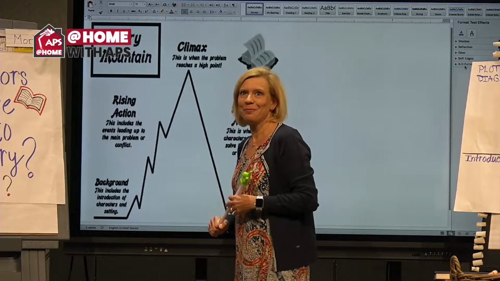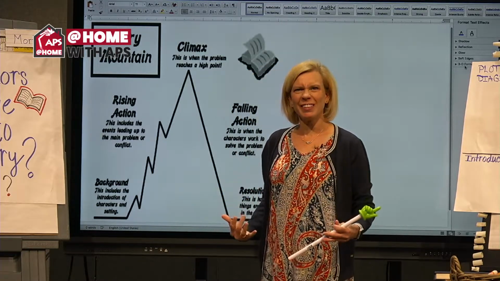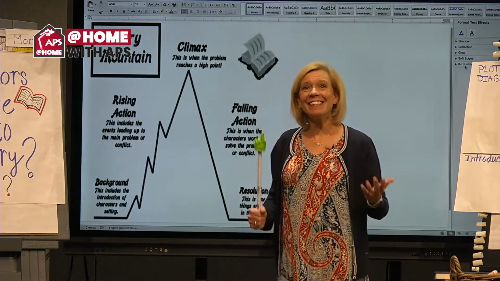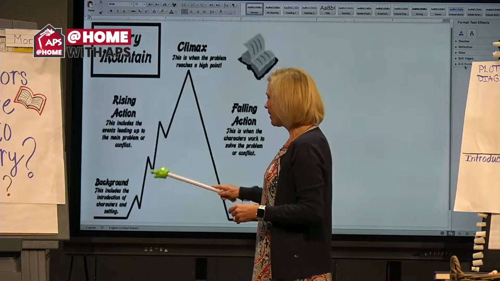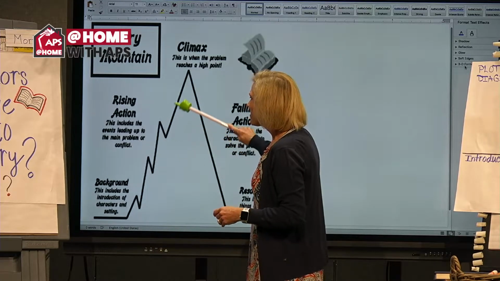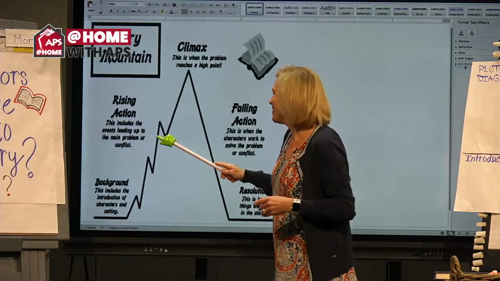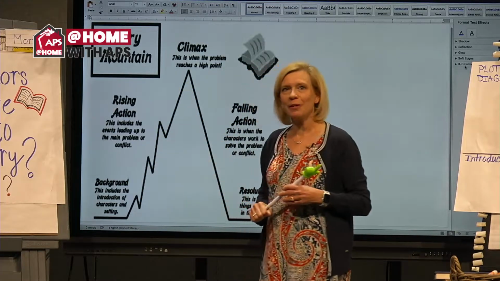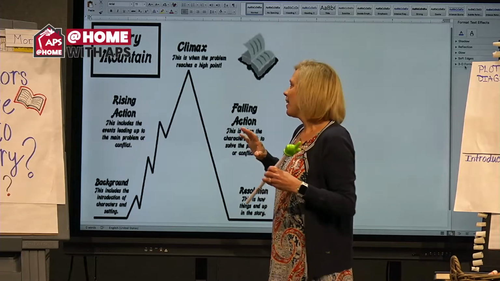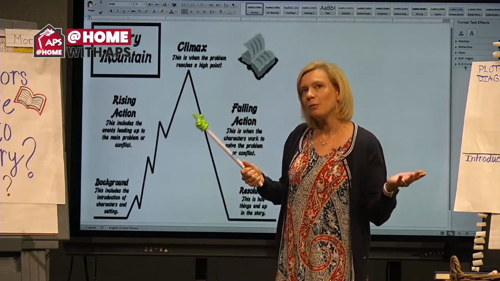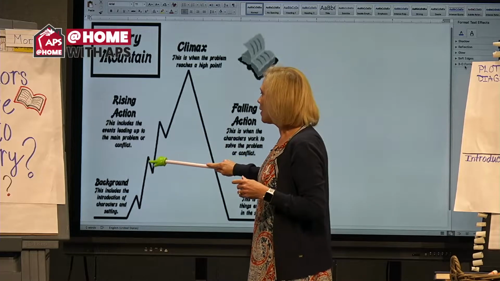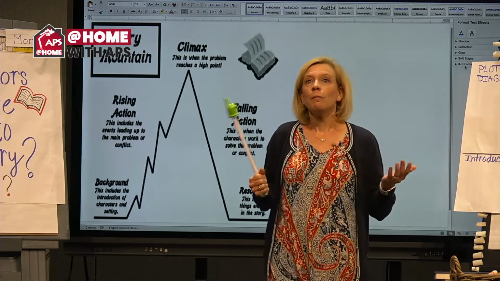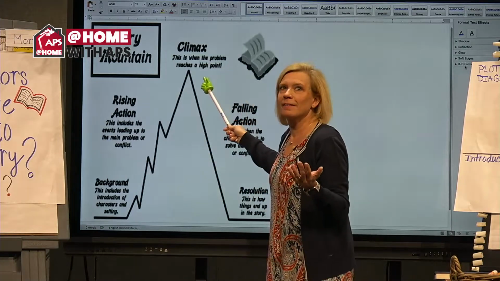After that, we start talking about action. What is going to happen to our characters? And this is the exciting part of the story. And you can see the mountain has some little crevices in it, doesn't it? It's not straight up because things happen to our character. And events, so another word for that is events. What kind of events lead up to what we call the climax?